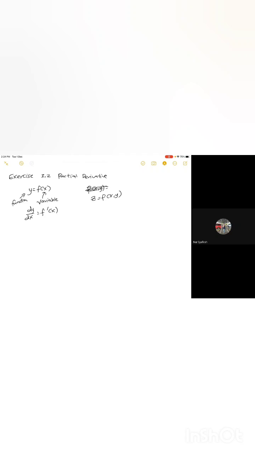Okay, so when I want to differentiate z with respect to x, del z del x, I will differentiate f with respect to x only. How about y? So y is treated as constant. Okay, the same with y, then your x will be constant. Okay, so that is partial derivative. Let's look into question 2a.